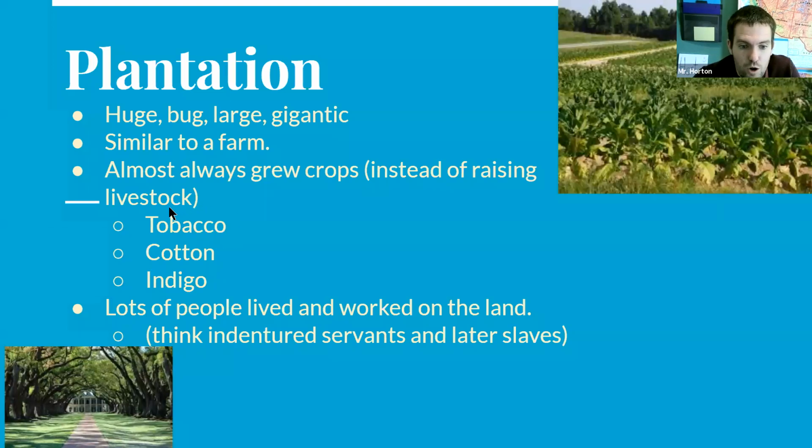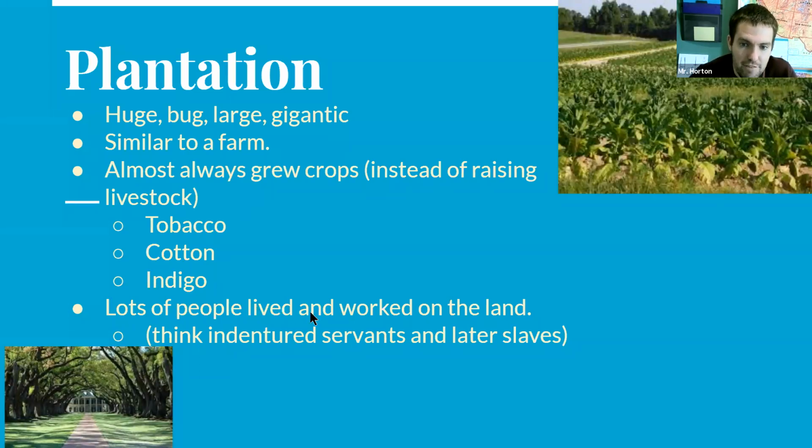Tobacco was grown here in the new colonies, and then it was shipped back across to Europe. Basically everybody in Europe wanted tobacco, and they would use it for smoking. That became a huge cash crop. Every time you grew tobacco, you'd make a lot of money. Then cotton was a crop that was used mainly for making clothing and different materials. And we'll talk about indigo in a second, because that's another term here.